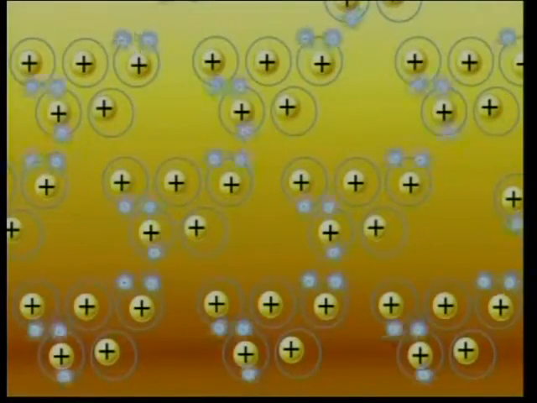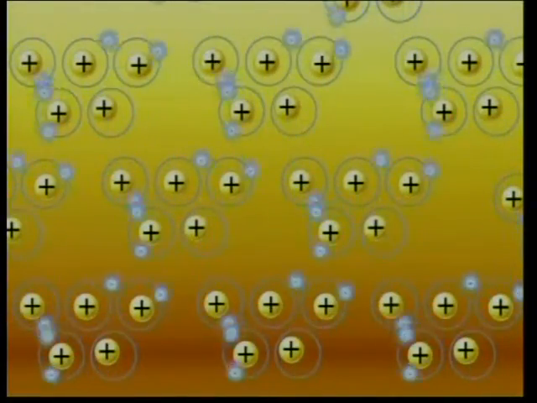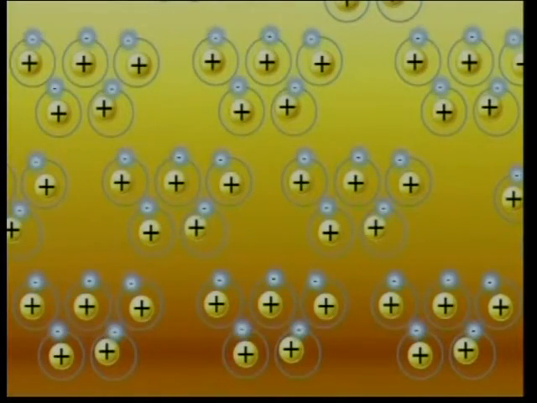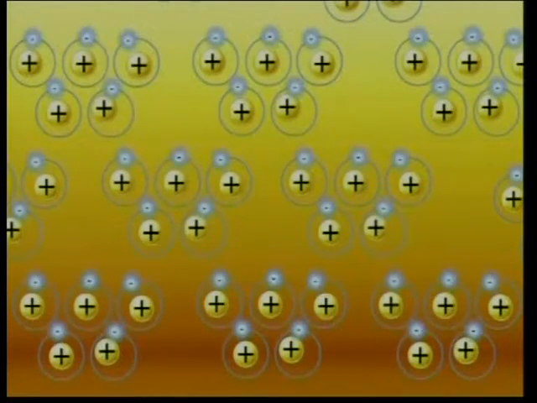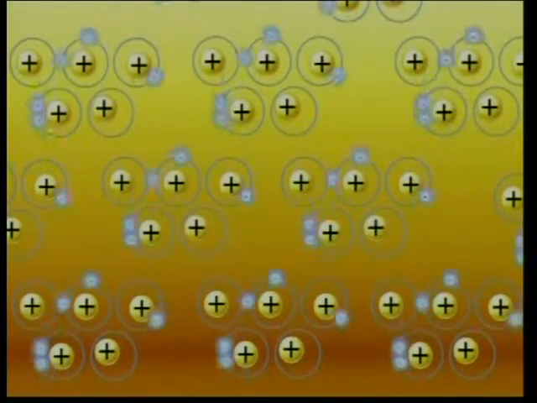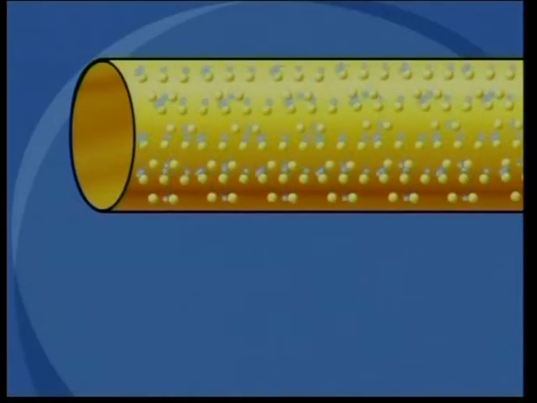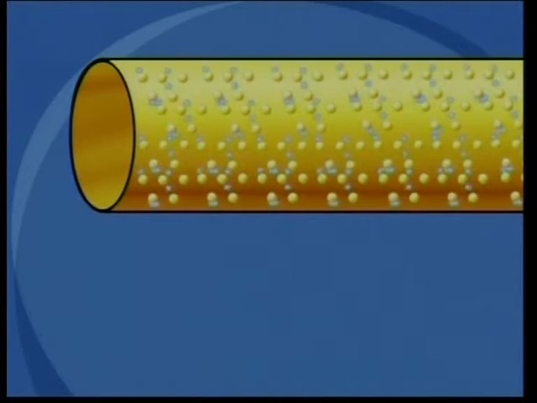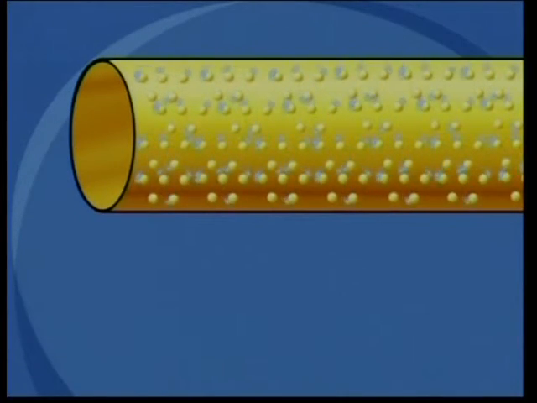These valence electrons can break free from the atoms. They can move around freely within the metal. The electrons are negatively charged, so when an atom loses an electron, it is left with an excess positive charge. The atom is now called a cation. So inside copper wire, there's a lattice of cations surrounded by free electrons. The free electrons move randomly from one cation to another throughout the lattice.